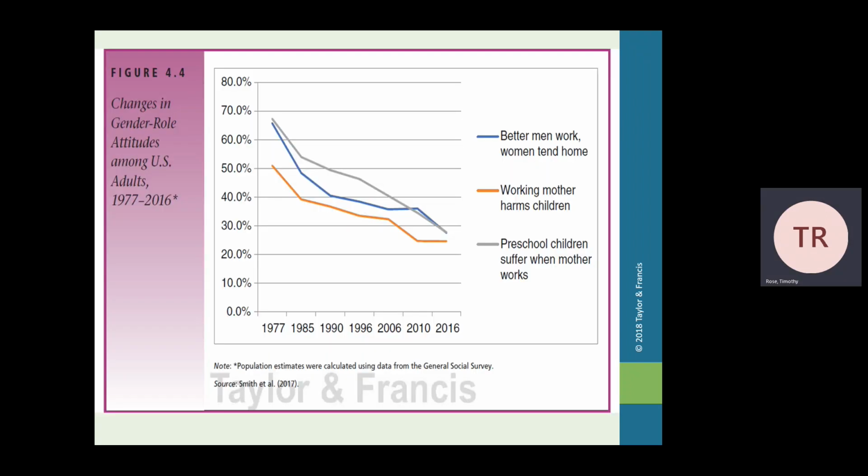So let's take a look at a chart. Figure 4.4 in your book, changes in gender role attitudes. And here's another thing that's really important to understand, all right? Attitudes are not perfect predictors of behavior. That's one of the most important things that we find in these studies, right?